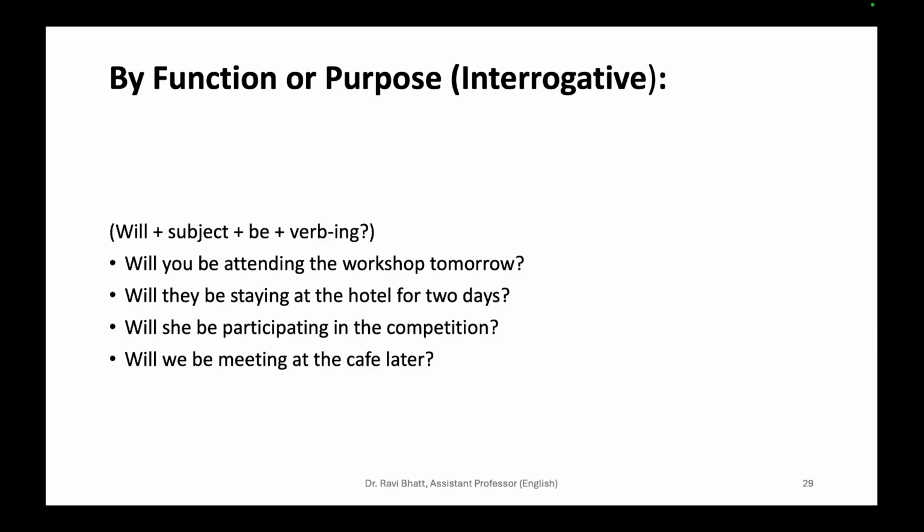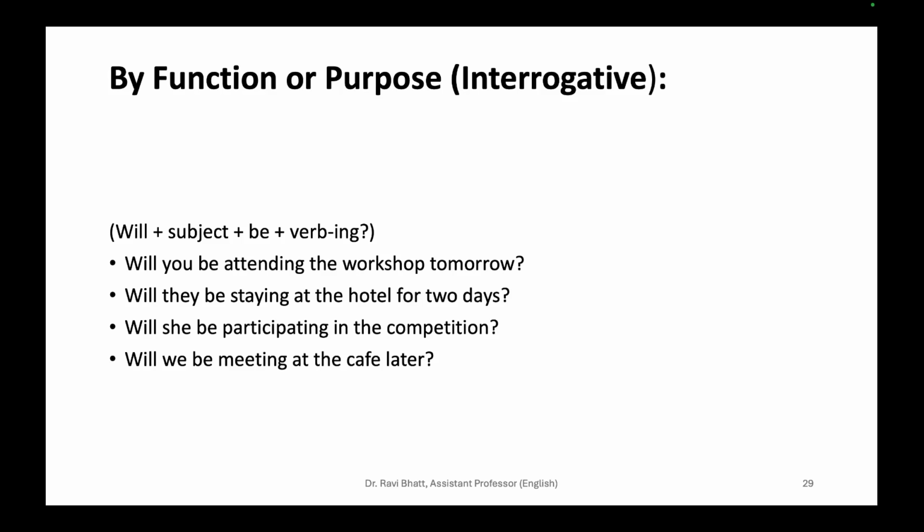The next is interrogative. Now, we all know in interrogative sentences, what do we do? We ask a question. So interrogative questions are will plus subject plus be plus verb in ing form. So will you be attending the workshop tomorrow? Will they be staying at the hotel for 2 days? Will she be participating in the competition? Or will we be meeting at the cafe later? So these are interrogative sentences.